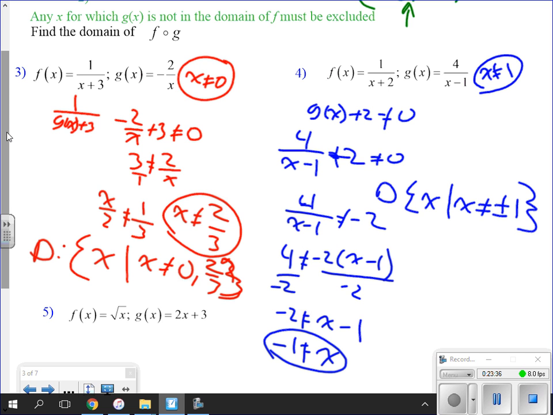So if I take 1 and plug it into g, I get 0 in the denominator of g, not allowed. If I take -1 and plug it in the denominator of g, -1 minus 1 is -2. 4 over -2 is -2. If I take that number and plug it in here, what do I get? I get 0 in that denominator. That's why it cannot be 1 or -1. 1 makes that 0. If I take -1, plug it into here, it makes that 0. Makes the composite 0.